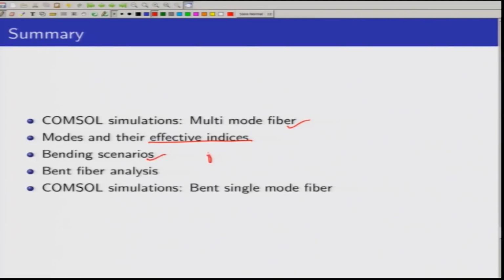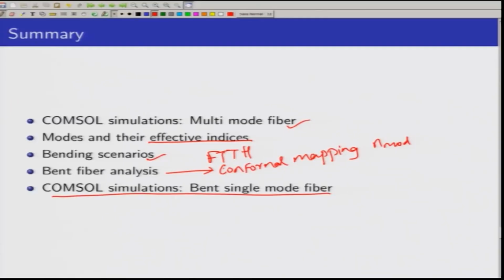Then we have seen different bending scenarios. One of the bending scenarios is FTTH application, and we have seen what happens when the fiber is bent, and also we have seen the classification of bending. Then we went on to how we are going to analyze the bent fiber, where we applied the conformal mapping technique and obtained a modified refractive index, N mod. We applied this N mod into COMSOL and performed a simulation for a bent fiber, and have seen how the mode really looks when a fiber is bent, and compared it with the initial results of a straight fiber.